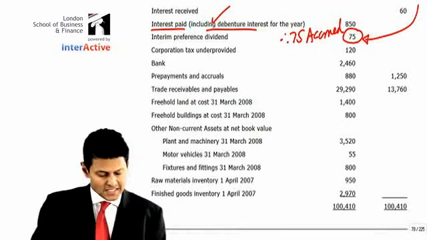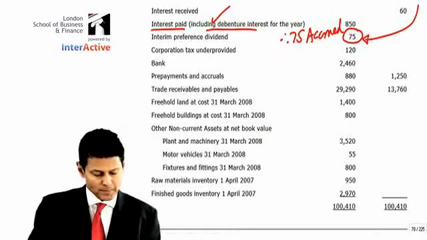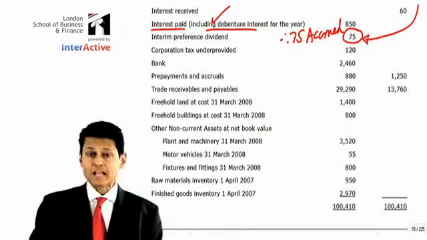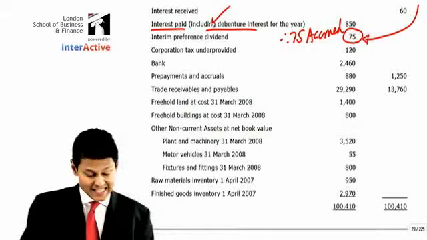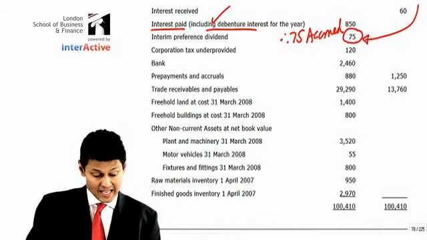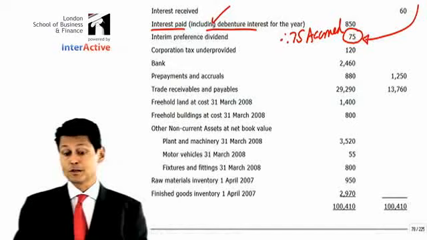What else can I ask you about to brush up on the basics? The bank balance is a 2460 debit. Is that a good balance or an overdraft? Actually, it's a good balance. So be careful of that.